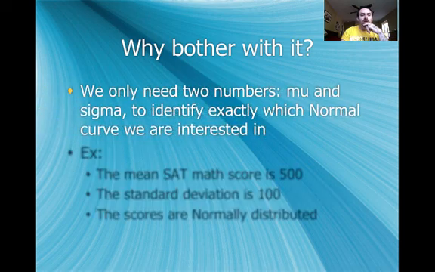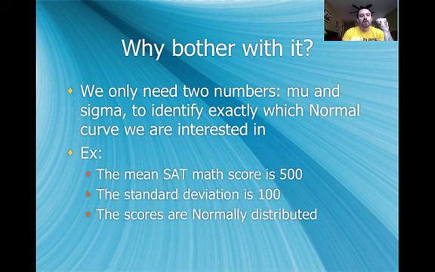Okay. Why bother? Well, there's a couple things. First of all, we need only two numbers to deal with it. If I tell you it's normally distributed, and the mean is something and the standard deviation is something, then I know exactly what the curve looks like, right? So if I tell you the mean math score is 500, the standard deviation is 100, and the scores are normally distributed, I know everything I need to know about that distribution. You don't have to give me a list of hundreds of thousands of SAT scores. I know really anything I need to know about that distribution.